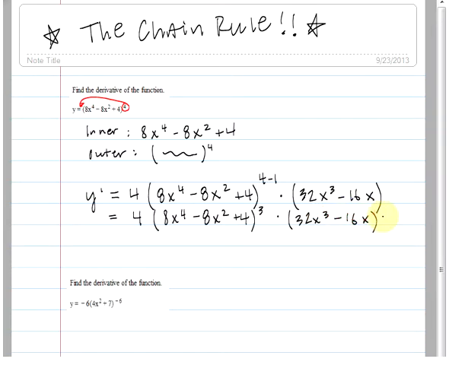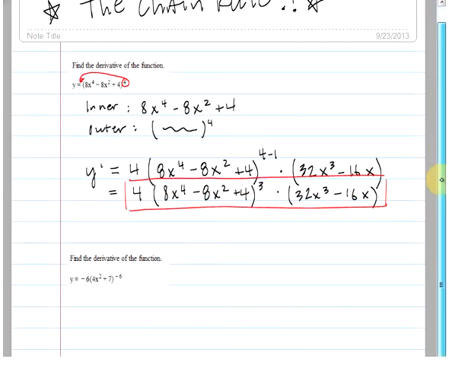And typically you don't have to take this any further. As you can see, this would be quite a lot of work in order to multiply all of this out and distribute everything. So as long as you include the parentheses where I have included them here in this example, your final answer would be as stated right here. So let's take a look at the second example.